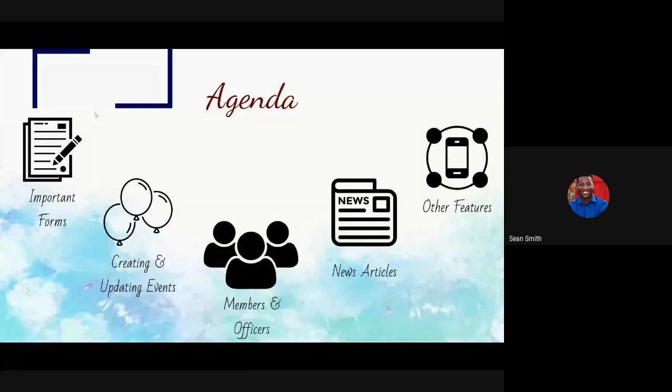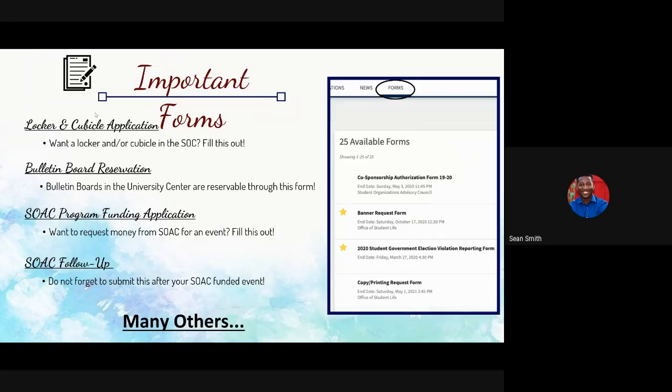So, the main things that we're going to touch on today are important forms, creating and updating events, members and officers, news articles, and then lastly, a few miscellaneous features that VictorsLink offers its users. So, moving on to the first on the list, we have important forms.